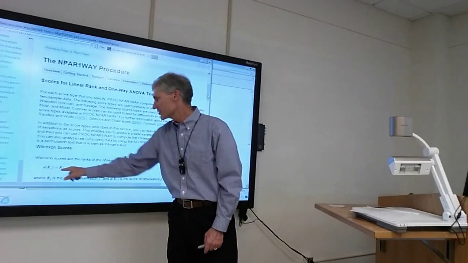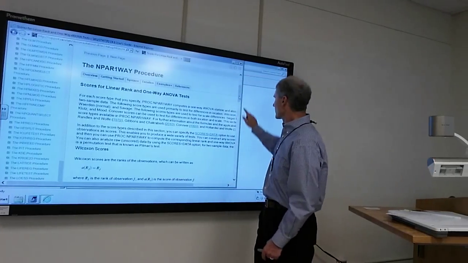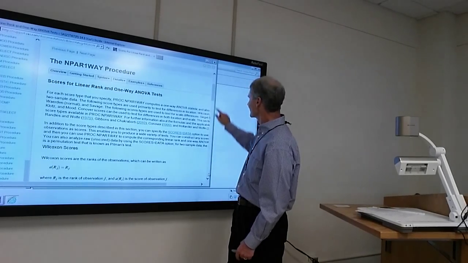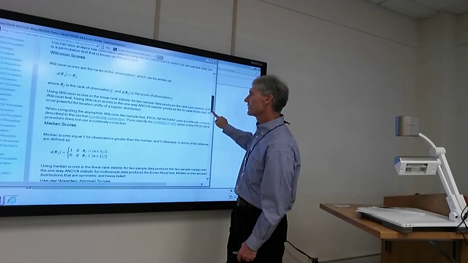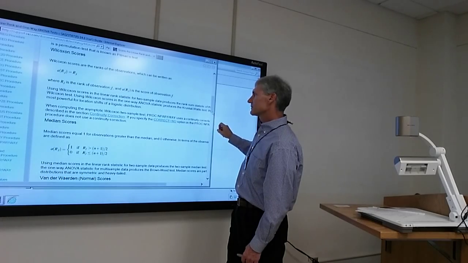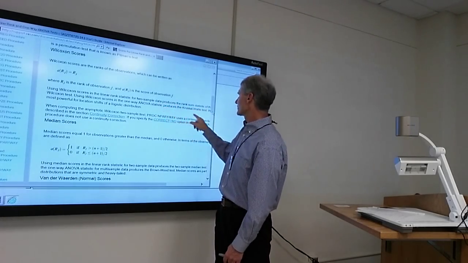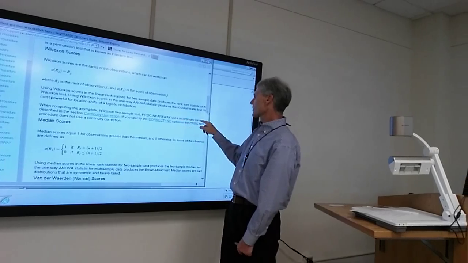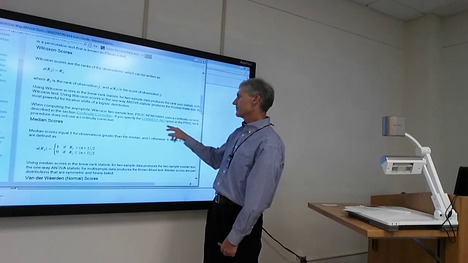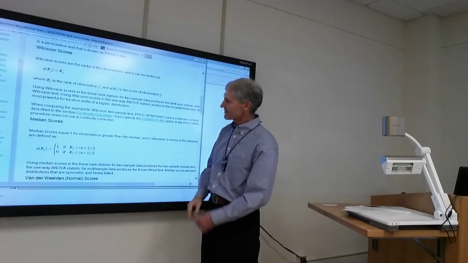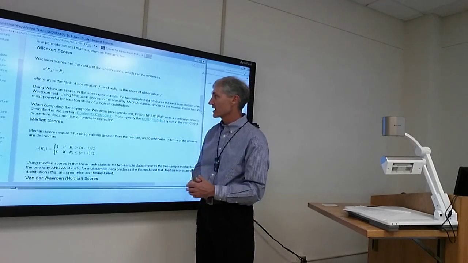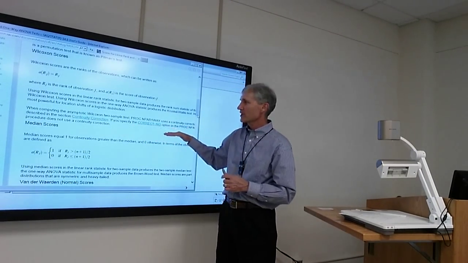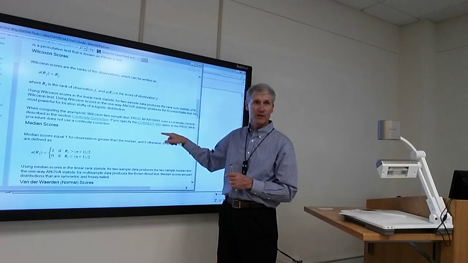For Wilcoxon, it's just the rank. Rank sum produces... PROC NPAR1WAY uses a continuity correction. It's never saying here that I see what the adjustment is for the ties. They do talk about the continuity correction, which you can override, but the default is to do it.